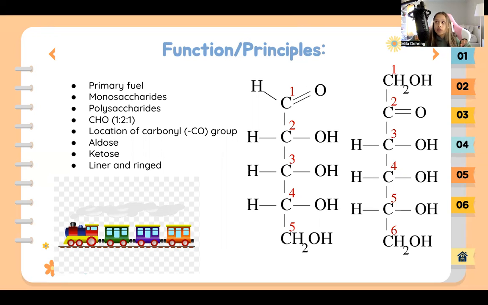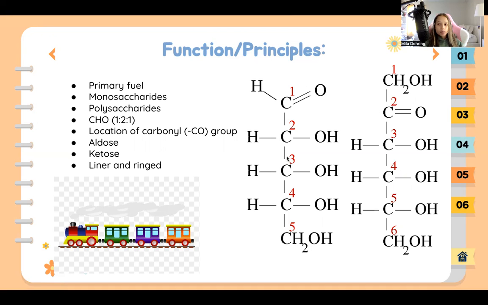It's very important that you hear this next thing. Carbs are always going to be in a 1 to 2 to 1 ratio of carbon to hydrogen to oxygen. The location of the carbonyl group, like I mentioned earlier, will determine if it's an aldose or ketose. In this visual, you're going to see that the carbonyl group at the top of the carbon chain represents an aldose, while the carbonyl group within the carbon skeleton is going to indicate a ketose sugar group.